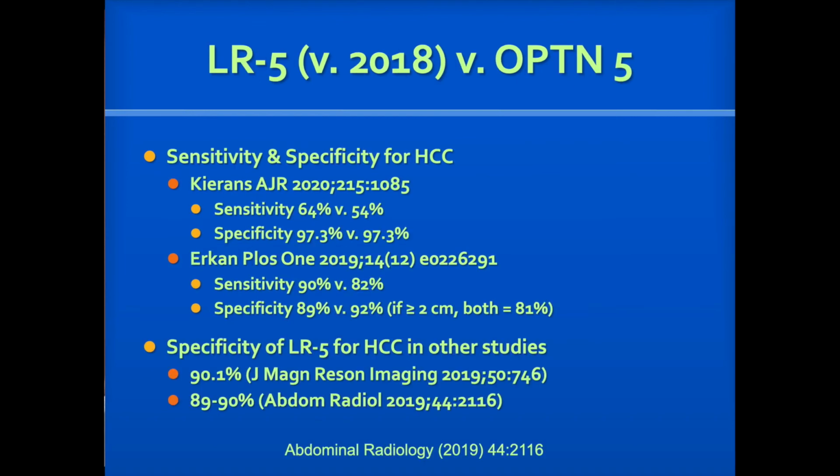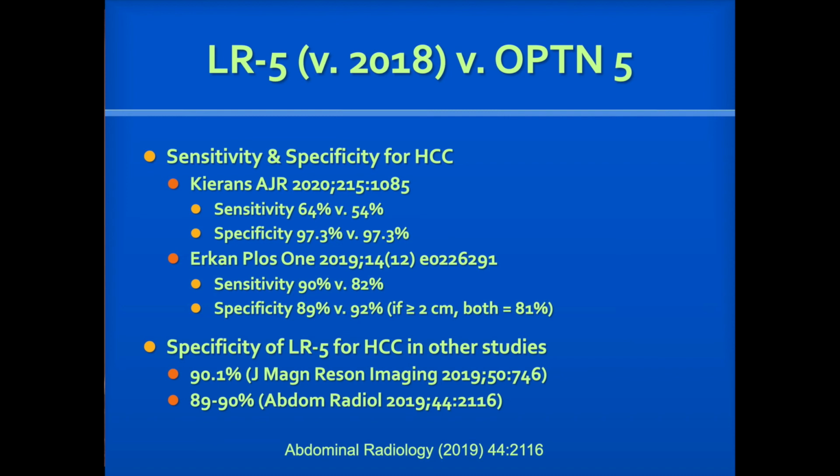So how well does LI-RADS perform compared to OPTN5? How well does a LI-RADS 5 categorization compare or perform to an OPTN5 categorization in terms of sensitivity and specificity for HCC? In general, when you look at the literature on this, the sensitivity of LI-RADS for HCC is virtually always at least as good or slightly better than OPTN5 in diagnosing HCC. However, specificity is often more comparable or even slightly greater for OPTN5.